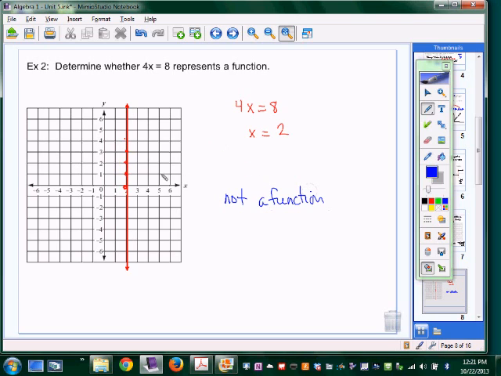Because x always equals 2 no matter what y is. And so there's a gazillion points here. It's an infinite number of points, actually. Gazillion's not even a real word. So it never stops. So this is not a function. Any vertical line is not a function.